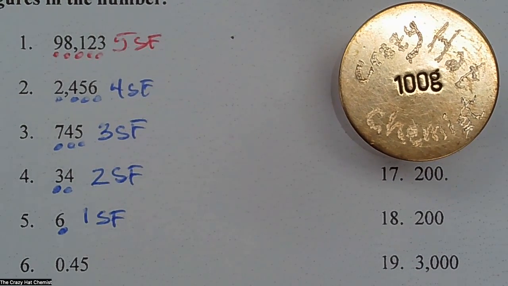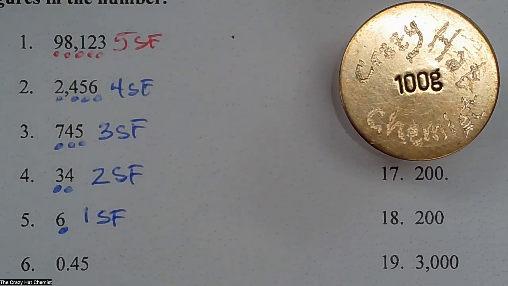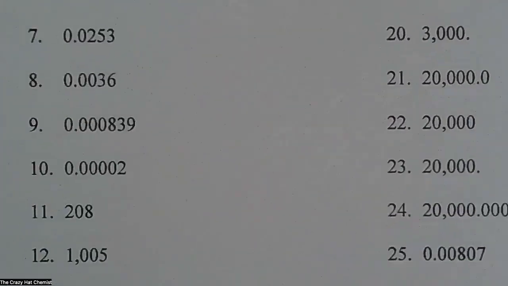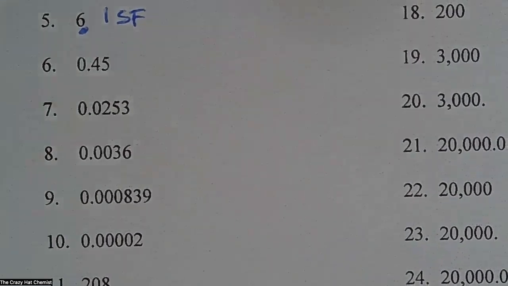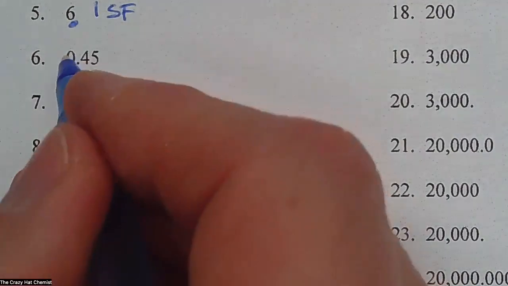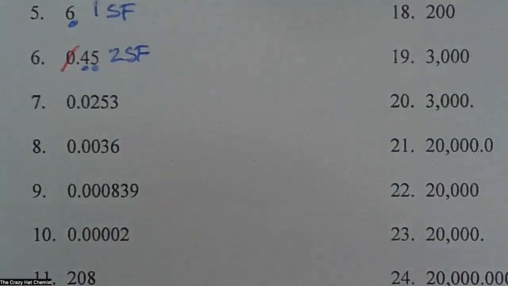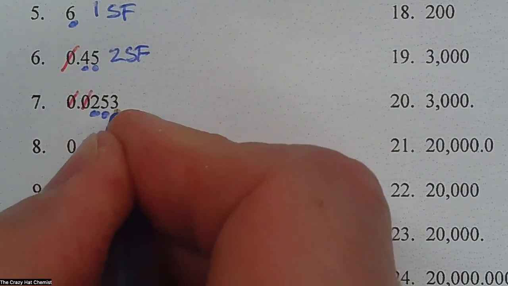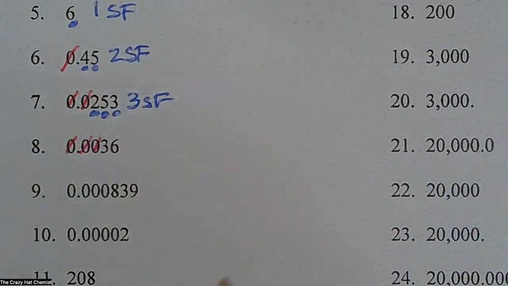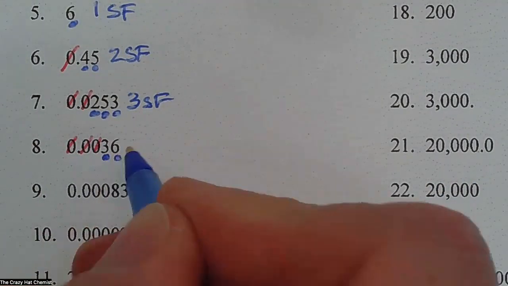So we're going to scroll this on up so we can do some more problems here. Leading zeros never count. Scratch them out. Non-zero integers always count. That's 2 significant figures. Leading zeros never count. Scratch them out. Non-zero integers always count. That's 3 significant figures. Leading zeros never count. Scratch them out. Non-zero integers always count.